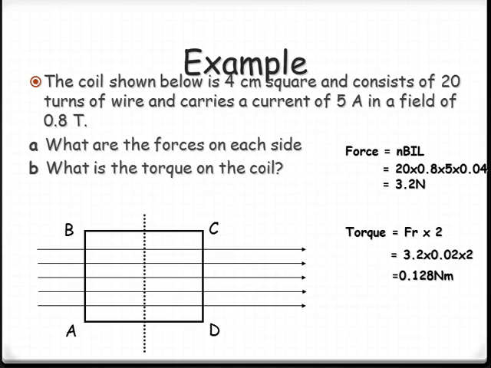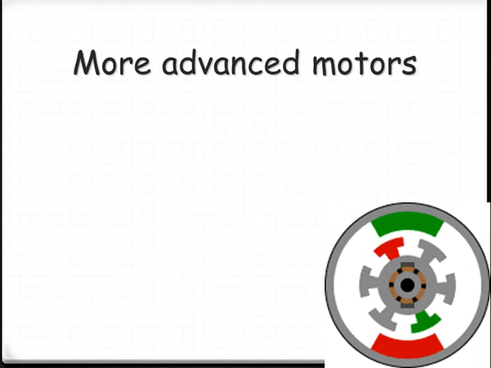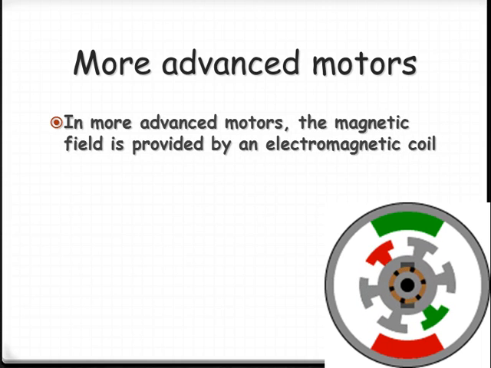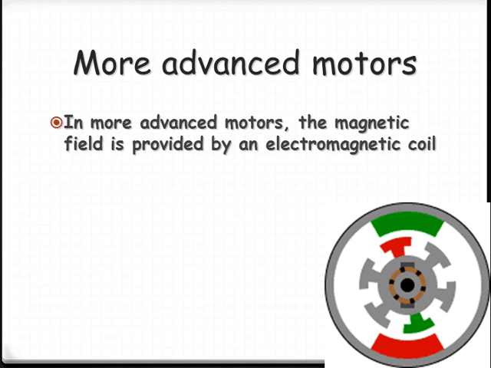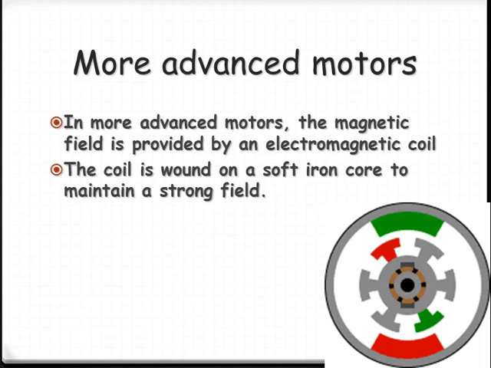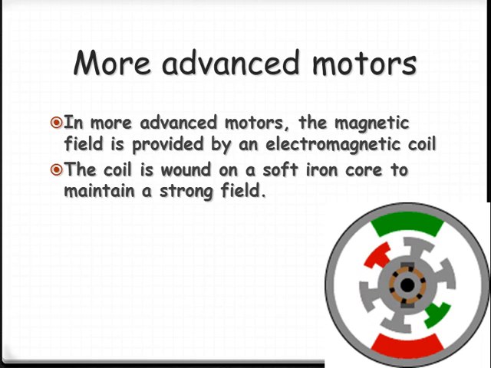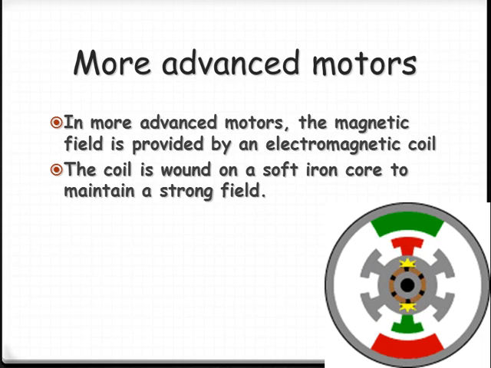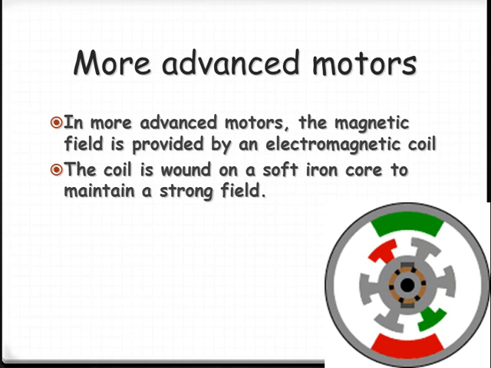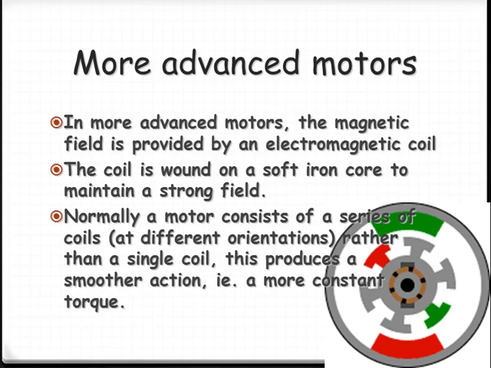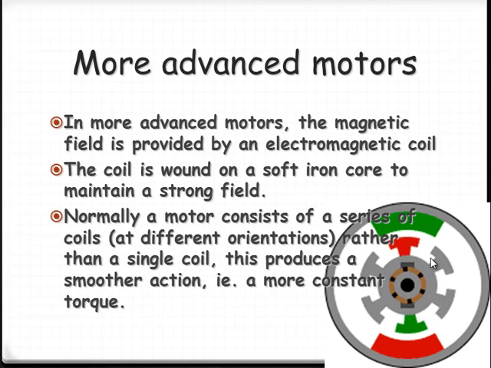Alright, so that's the most basic form, and that's where you'll probably get questions about making them more efficient. What about more advanced motors? Often you'll get an electromagnetic coil that's going to be spinning around. You'll have it on a soft iron core. This maintains the strong magnetic field and allows maximum interaction to produce maximum force. And normally we have a series of different coils offset to each other.